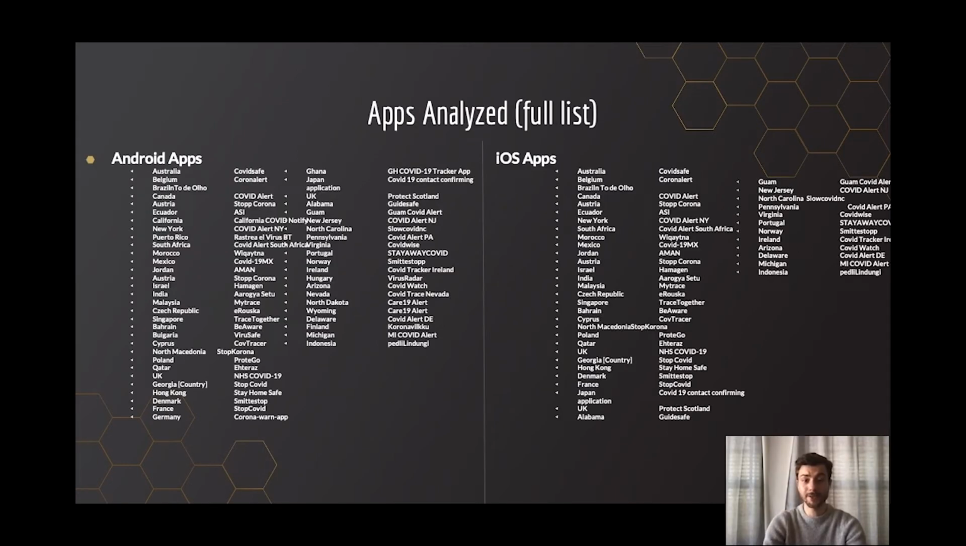Now, for anybody interested in a more granular spread of what applications we actually took a look at, I've gone ahead and enumerated all of those applications on this slide here, so you can see both Android and iOS, the applications by country, by name, or by state and name, US territory and name. So you can actually take a closer look at all the different individual applications that we analyzed as part of this presentation, as part of this analysis that we're discussing here today.